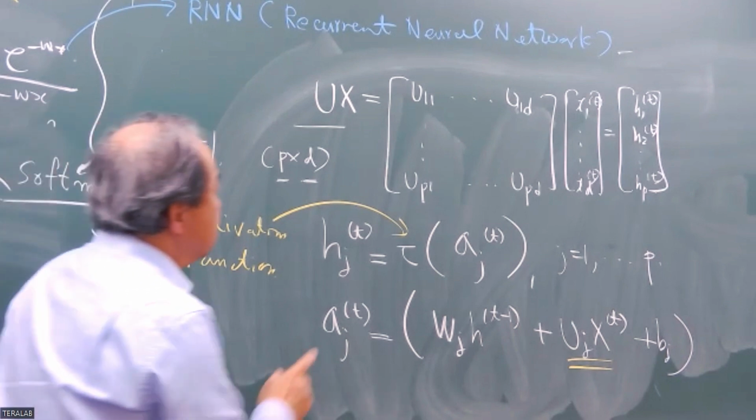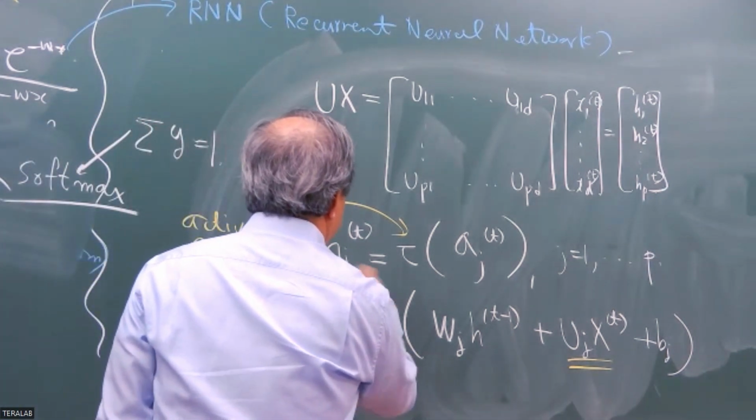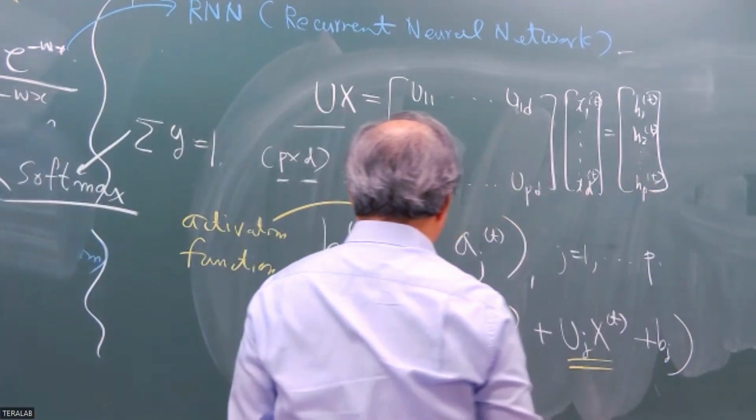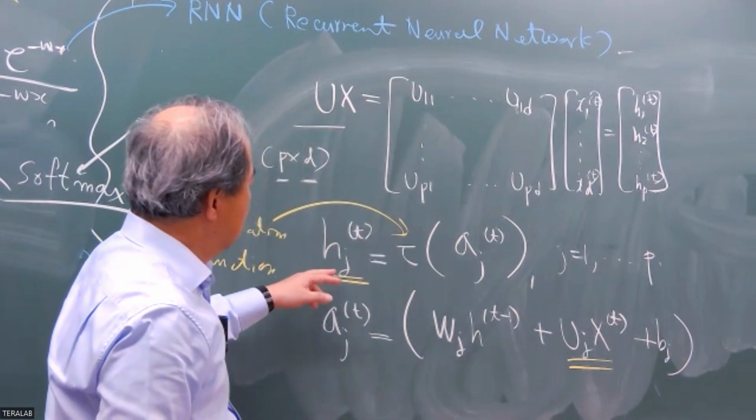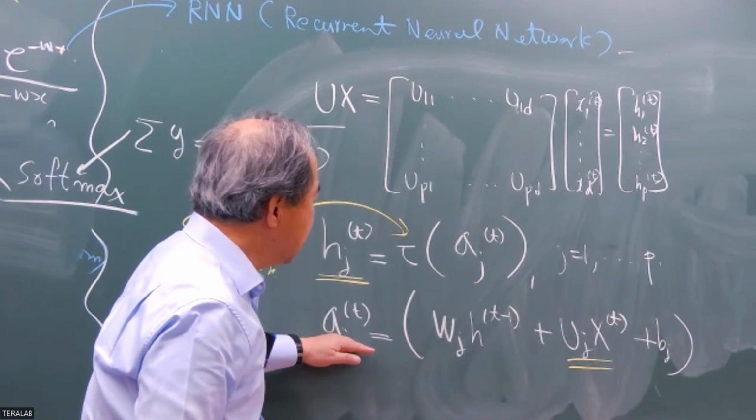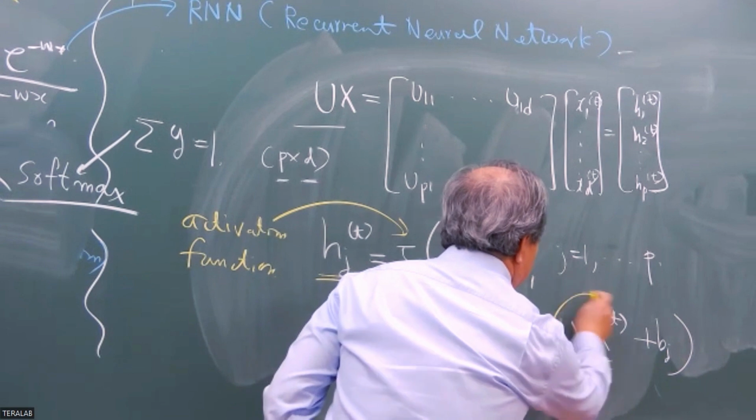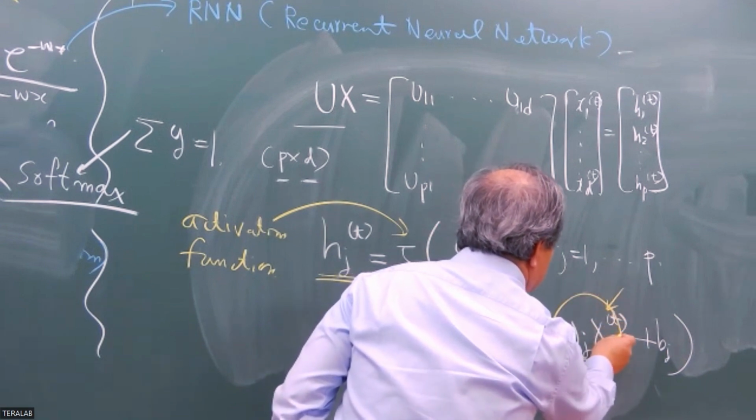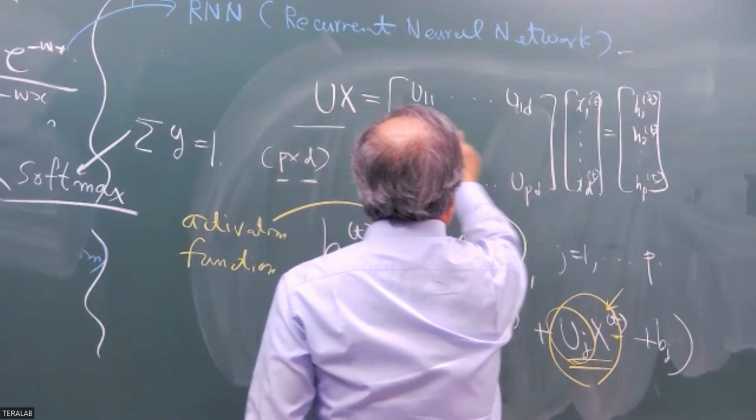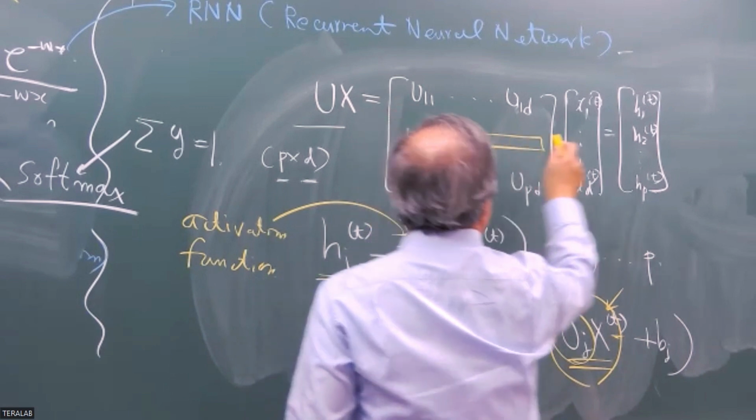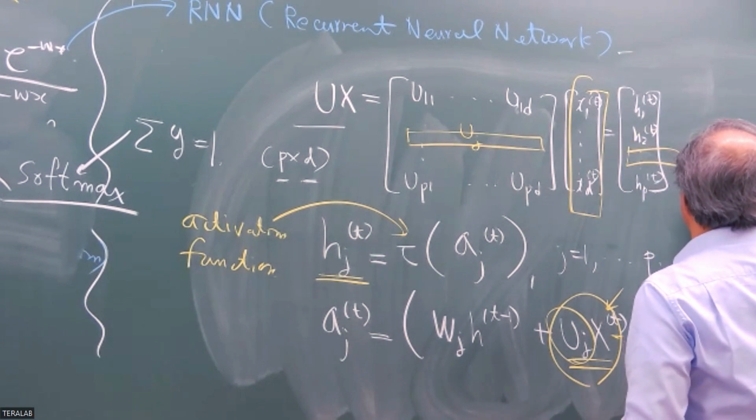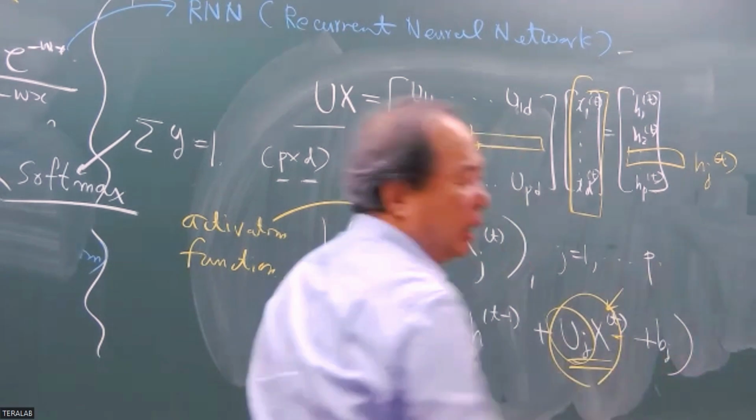Now, what is the hidden layer? The hidden layer is the activation function of an intermediate state. What is the intermediate state? It is the multiplication of the current input vector xt by the U matrix. So multiplying uj by the input is going to give you hjt. This is something like matrix multiplication.